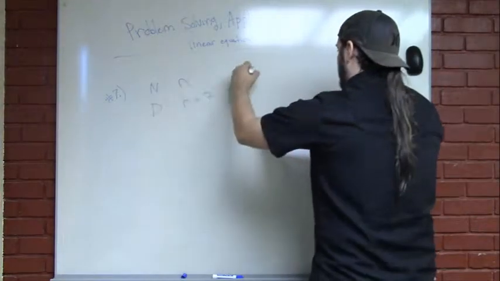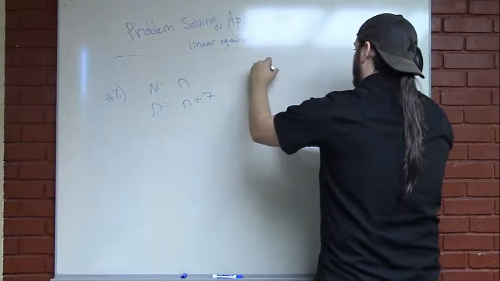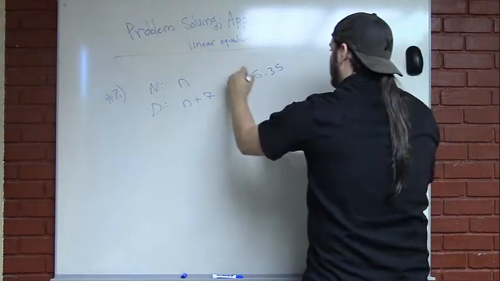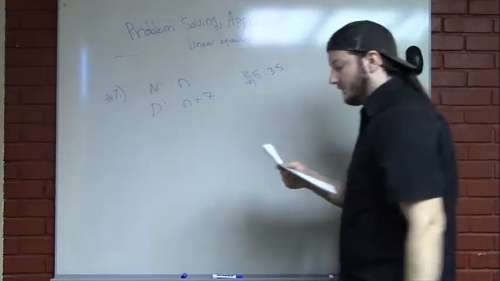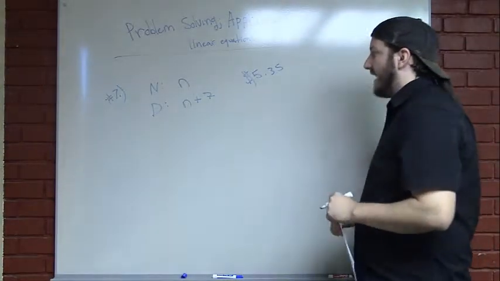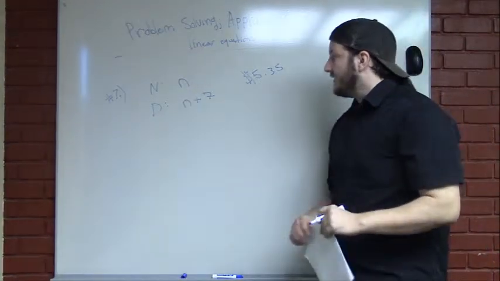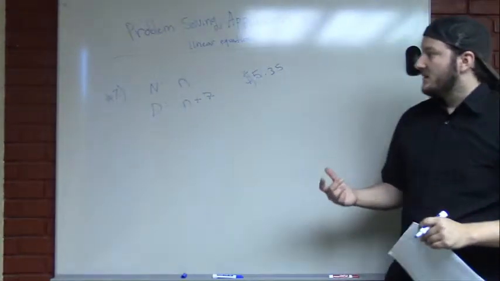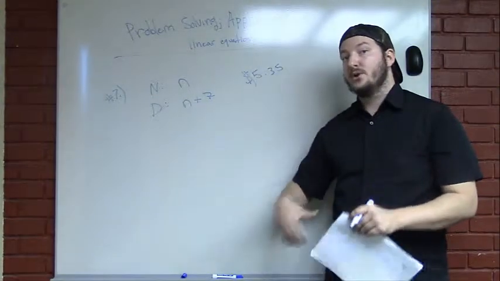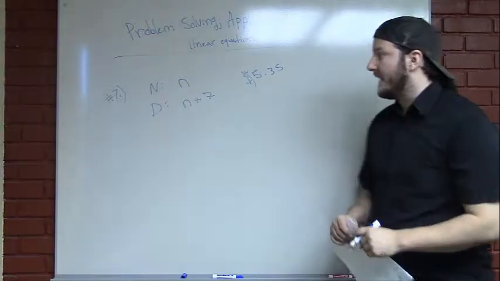And she has a total of $5.35. How many nickels and dimes does she have? So what you're going to have to do is relate, again, use this information and put it into an equation that we can solve, okay?